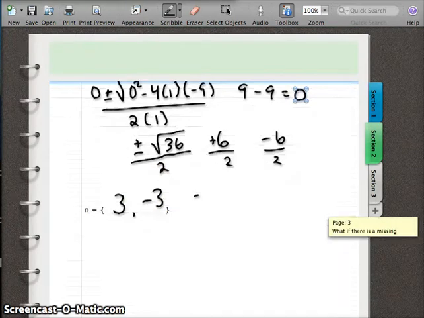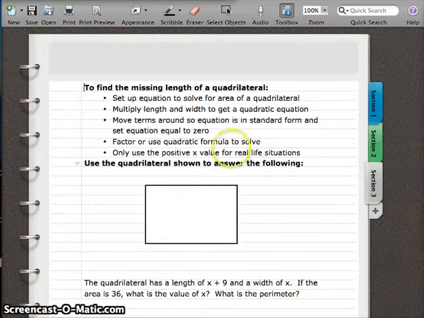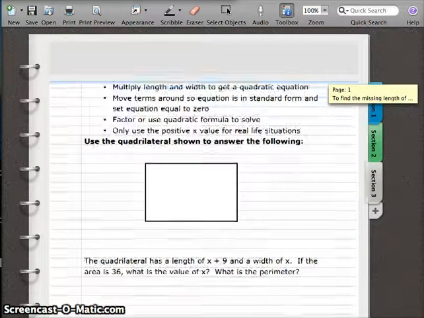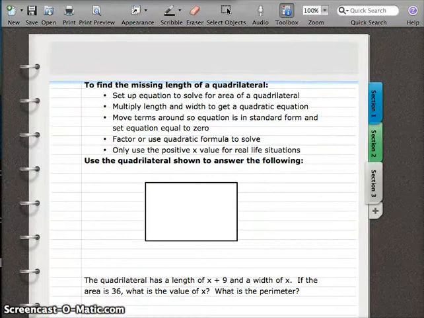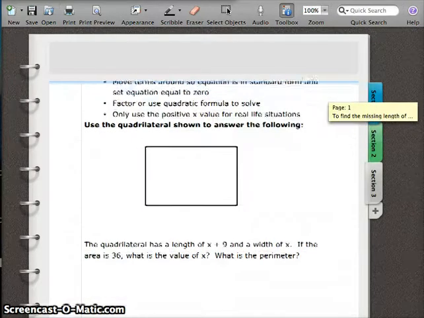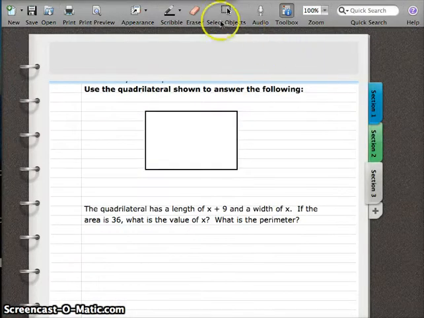Alright, one last problem. Let's get back to that quadrilateral here. Let's do an area problem. This is why we need to know how to solve quadratics. So I got a little step recipe up here. Set up the equation and solve the area of the quadrilateral. Alright, so we do that by multiplying length and width. And if we don't know the values, we are going to get a quadrilateral with a quadratic area.